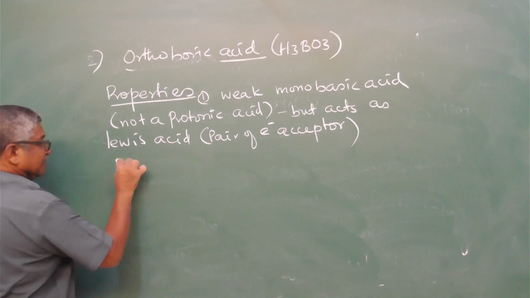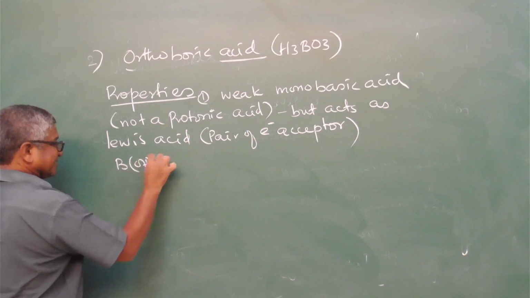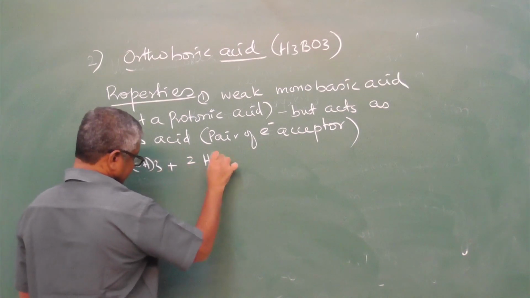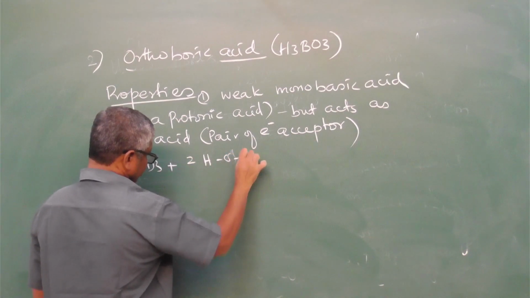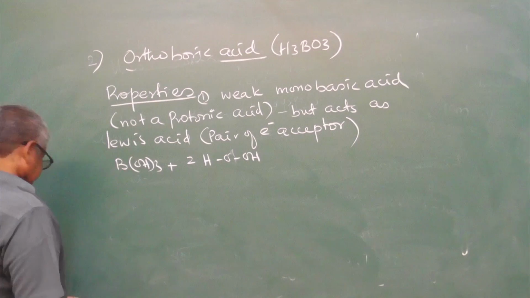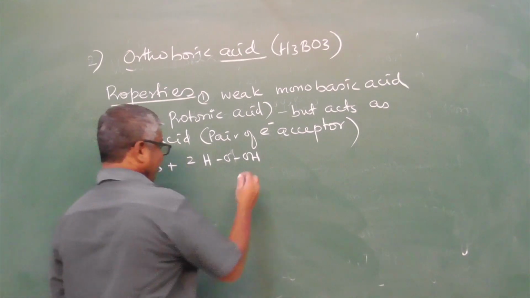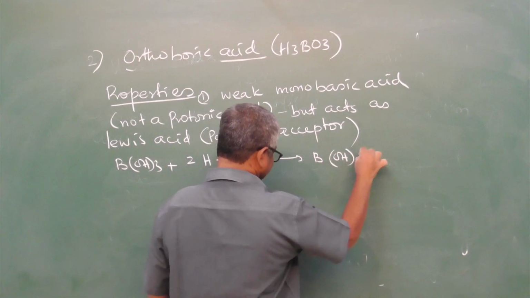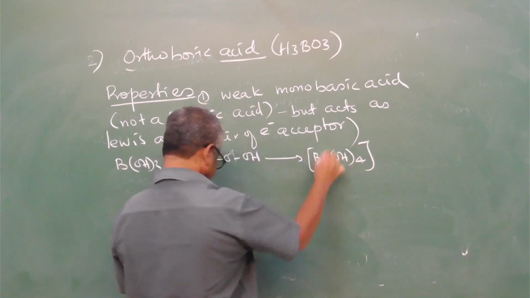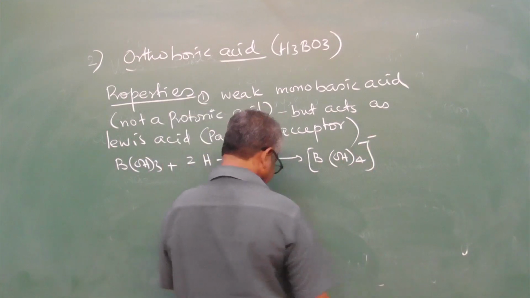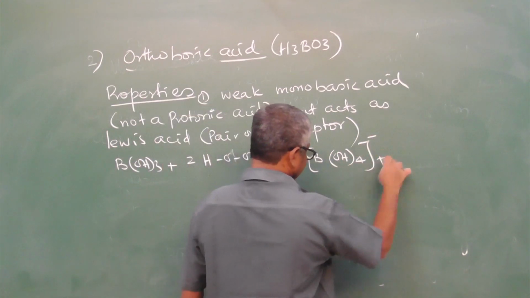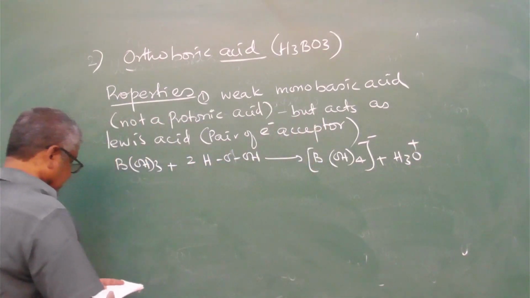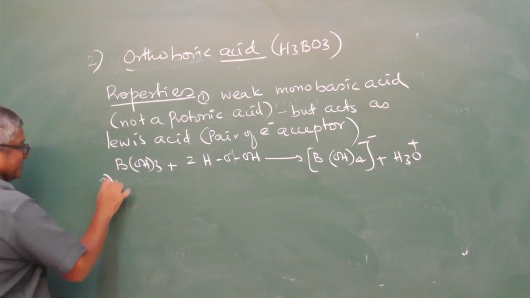Example: B(OH)3 reacts with two water molecules. There is a formation of B(OH)4 negative, tetrahydroxo borate, with a negative charge, and hydronium ion. That is the first property.